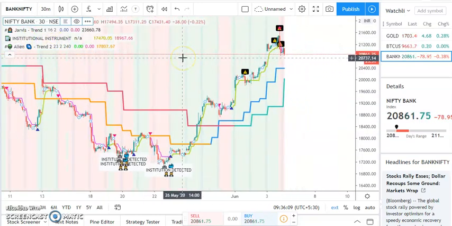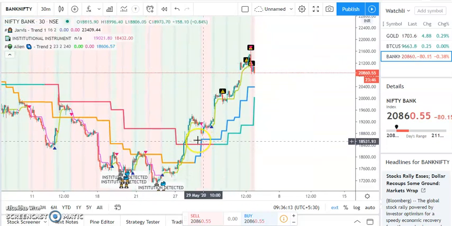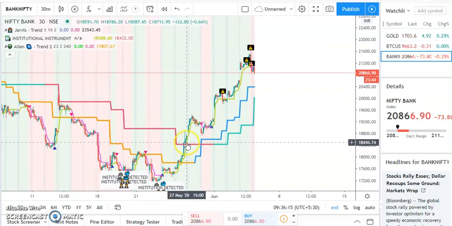So how to trend long? Now let us come to how to trend long. You should trend long whenever the price is above the mother trend.